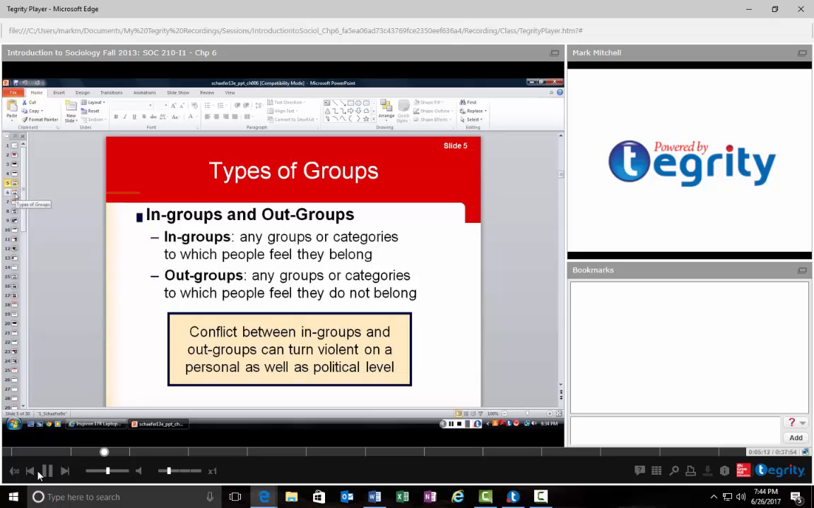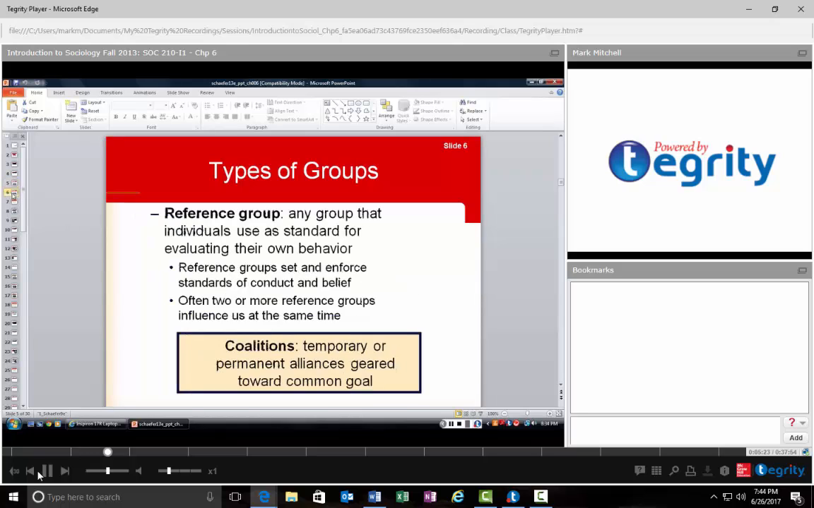All right, so as the bottom part of the slide says, of course, we can have conflict between these two groups, and it can be over a variety of things that people value.